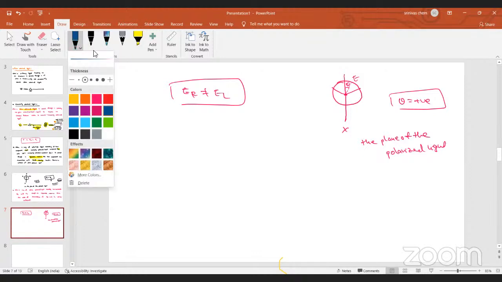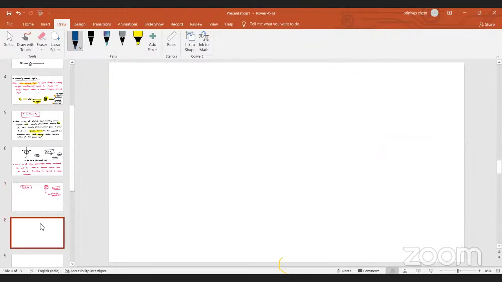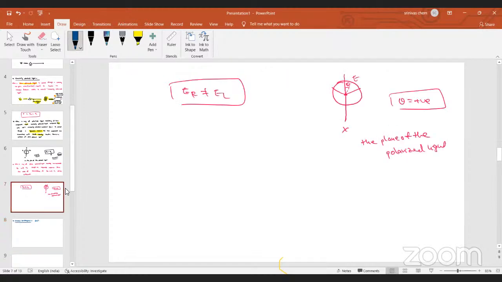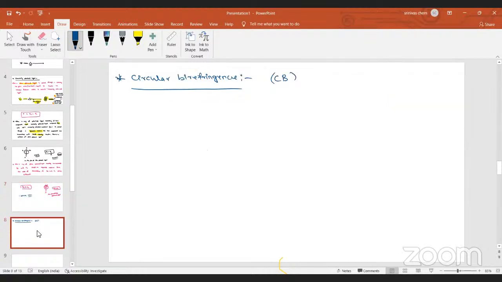Next, see circular birefringence, CB. What is circular birefringence? We discussed it in the previous topic. Here theta equal to some positive value means it is optically active. So see the next, circular birefringence.